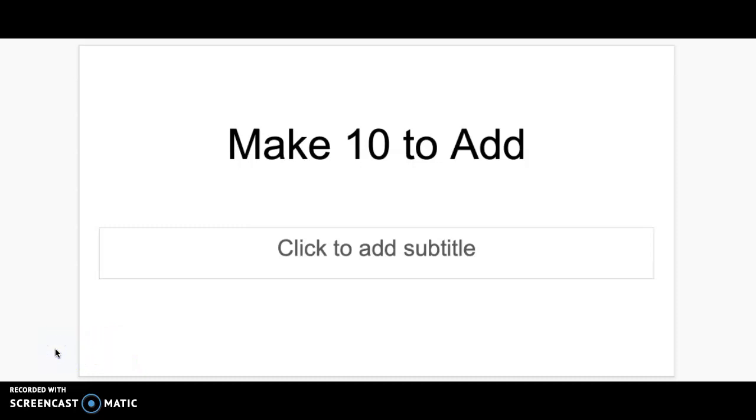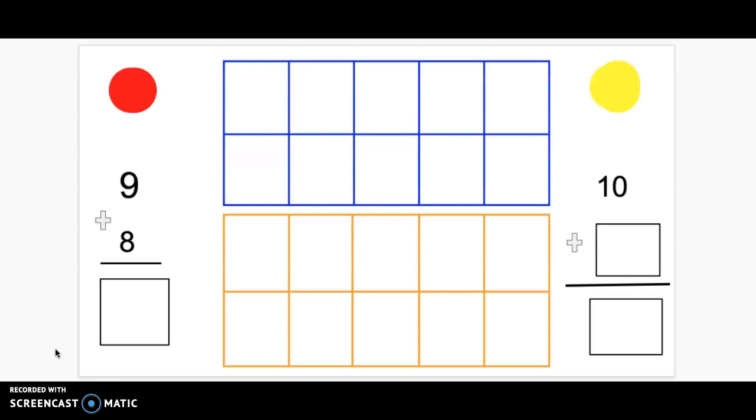Hi boys and girls, today we are going to practice making 10 to add. We have 9 plus 8 equals. We are going to be using two 10 frames to help us add by making 10. Let's go ahead and place 9 counters on this first 10 frame.